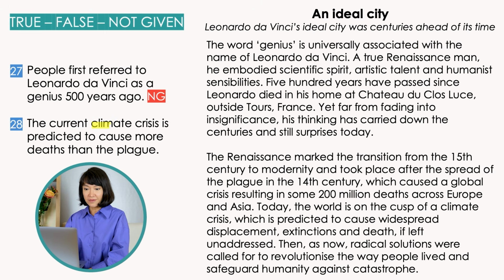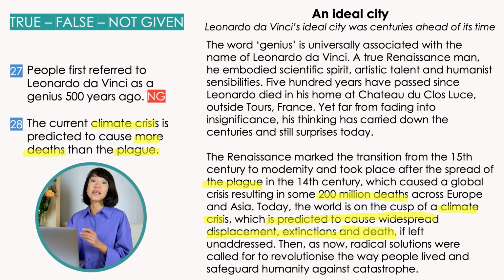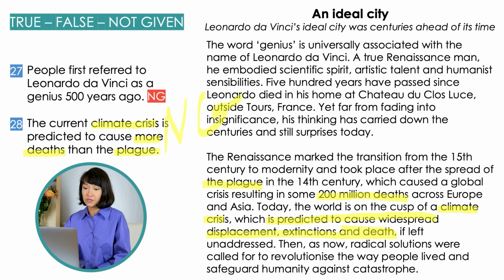The current climate crisis is predicted to cause more deaths than the plague. And we can read about the plague here, and it caused 200 million deaths. Terrible. What about the climate crisis? So it's predicted to cause widespread displacement, extinctions, and death. How many? We don't know. So we can't say if this number is likely to be larger or smaller than the plague. Again, the answer is not given.